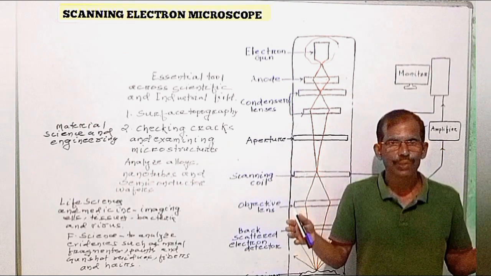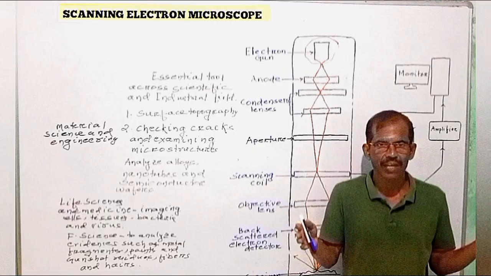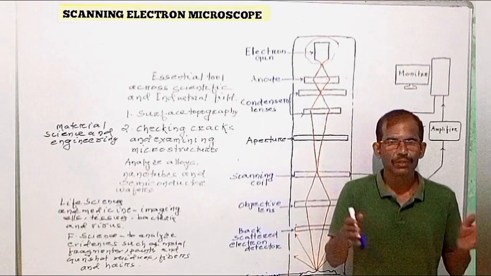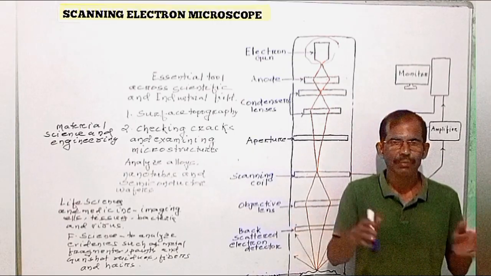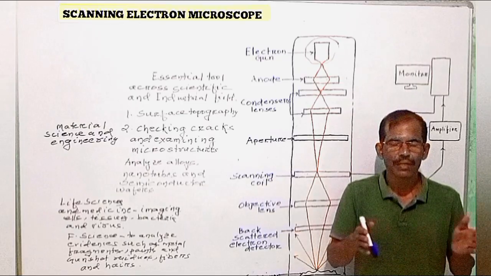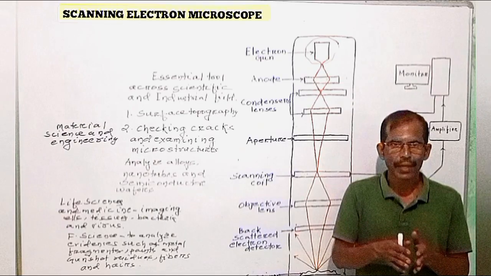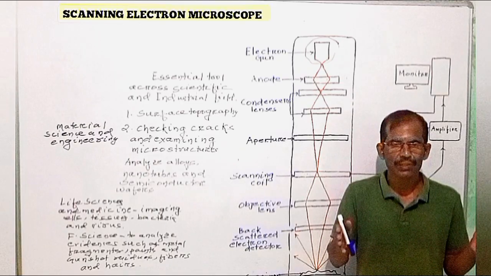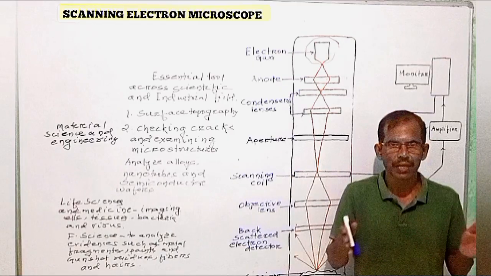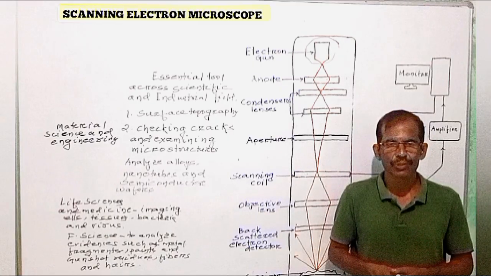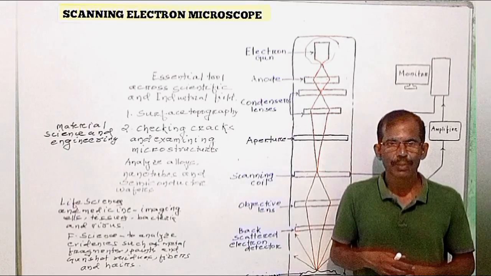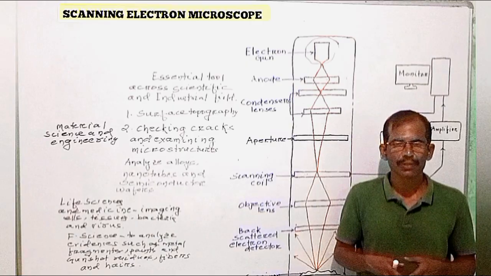In addition to this, in forensic science, SEM is used to analyze evidences such as metal fragments, paints, gunshot residues, fibers, and hairs. So friends, this is all about the principle and applications of scanning electron microscope.